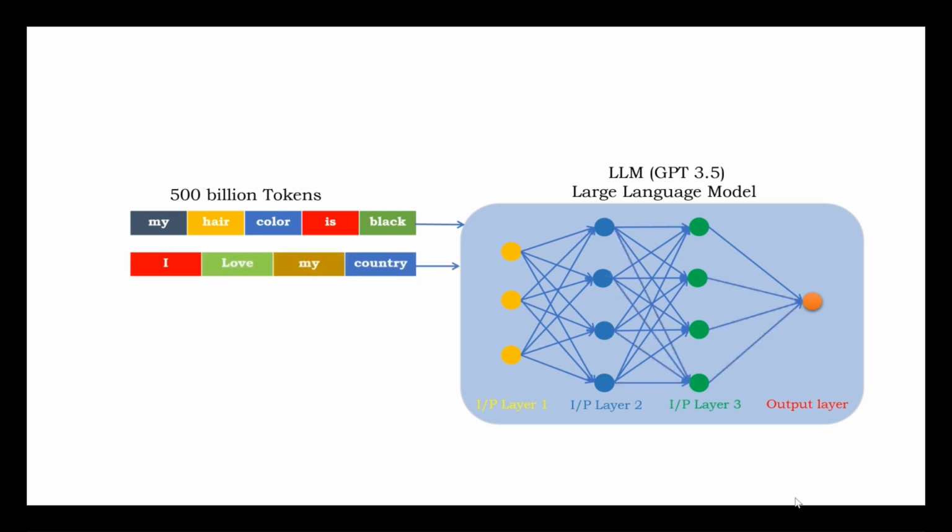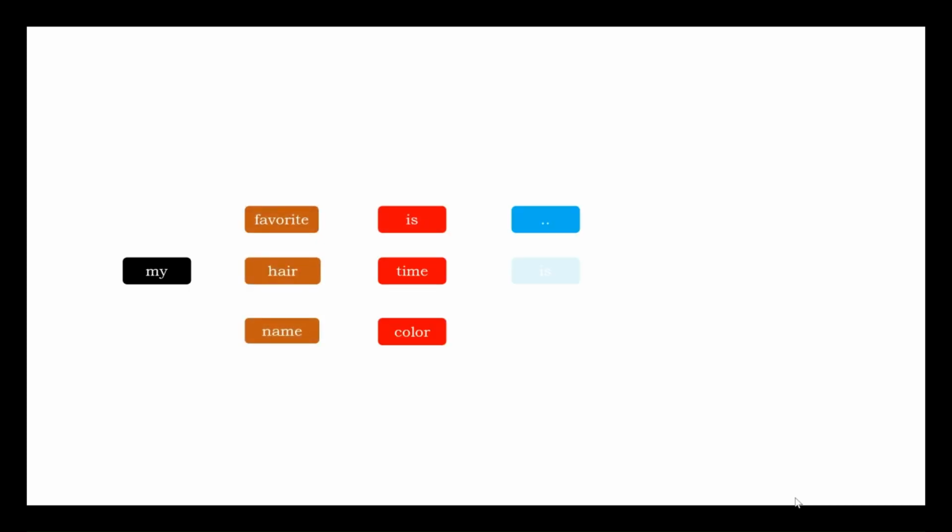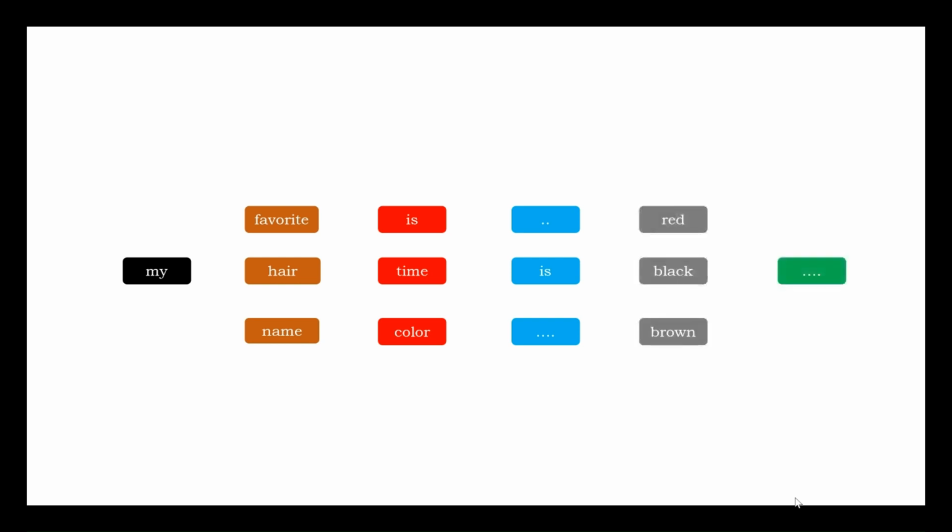And finally, we're getting that. And the statement, I love my country. 2 plus 2 is, and so on, like that. We're going to be giving that thousand billions of tokens to the machine, ChatGPT. Finally, it has to provide the output for any one of the tokens or one of the sentences. Here we have taken the different combinations available for that statement like this.